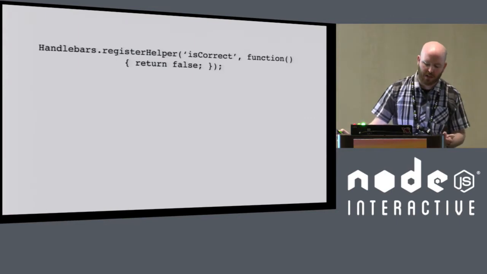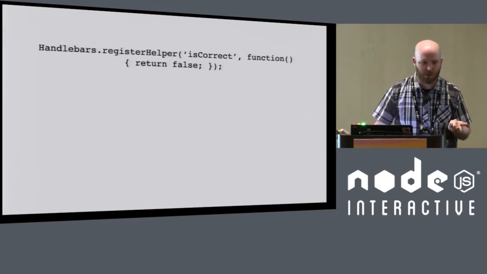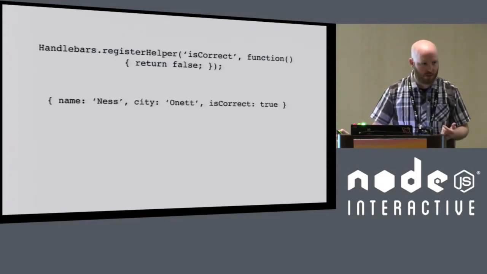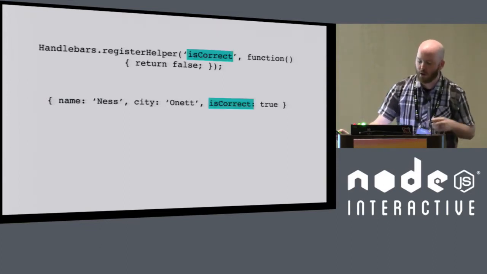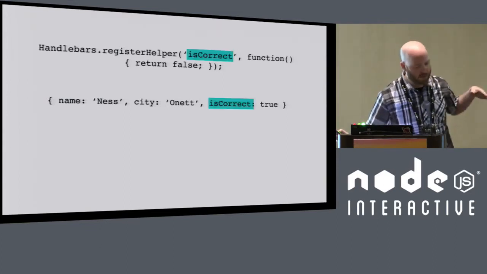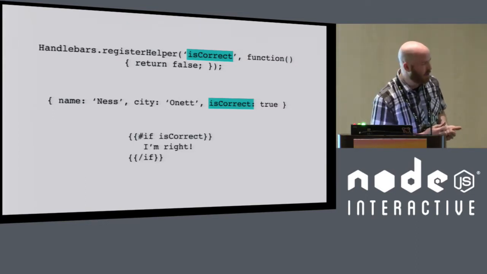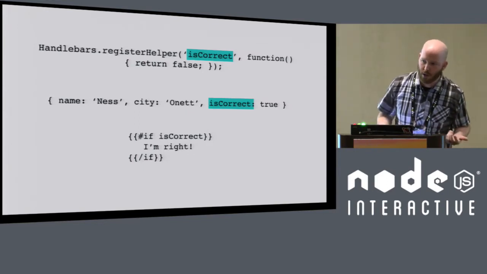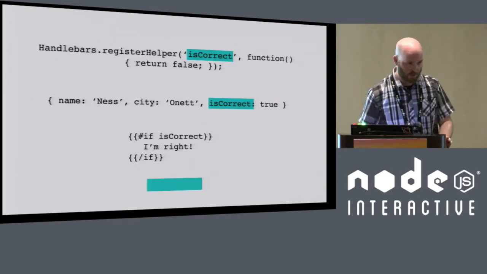Helpers first. So let's look at this scenario. We register some helper, we call it isCorrect, it returns false, right? We've also got some context data which has the isCorrect property set to true. Both of these match exactly. If I were to use this if built-in conditional helper, should it print out I'm right or should it not print out anything is the question. And the answer is it doesn't print out anything.